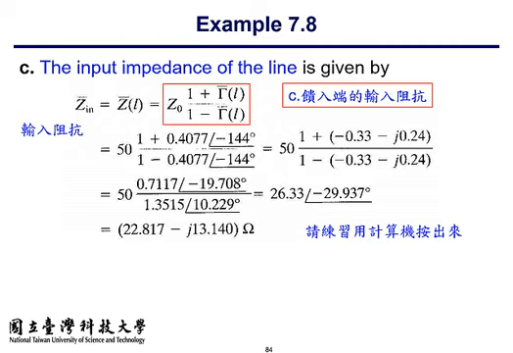Z, which is the input impedance at L equals to L, to the left hand. By definition, ZL equals Z sub 0 times 1 plus gamma over 1 minus gamma. So substitute the gamma values calculated in the previous slide, which is 0.4, and the angle is minus 144 degrees.